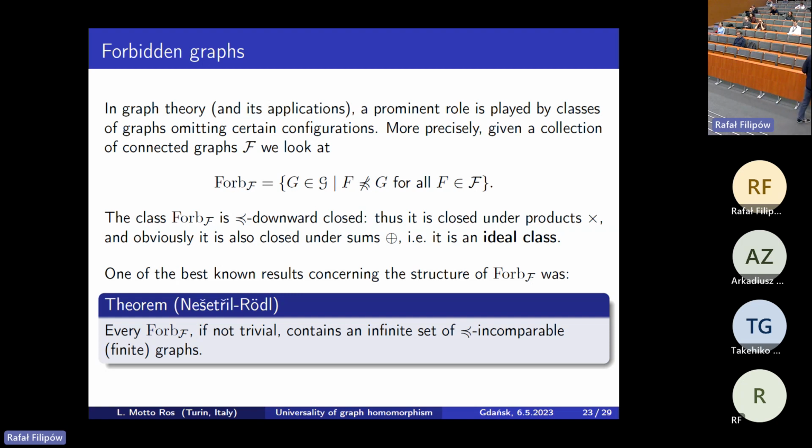But of course, now we have the taste of doing more. So can we, for example, find rigid graphs inside this forbidden class for F? Can we have larger anti-chains? Can we have descending chains? What's the structure of this class for F? Can we have more than just one infinite anti-chain?